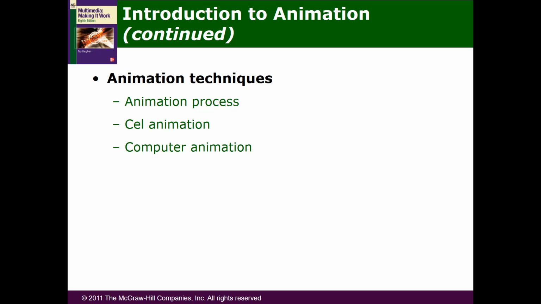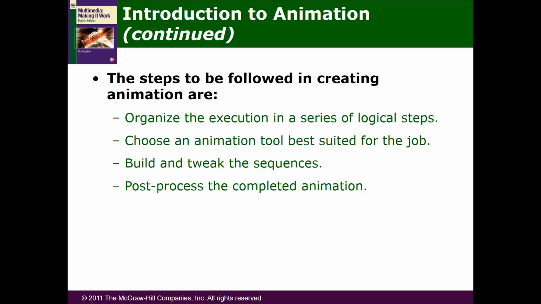You have cell animation and computer animation. Now, cell animation is the use of frames, and we also have some other forms of animation techniques whereby we are able to move from one frame to another. Computer animation is the way of creating animations with the use of computers. The steps to be followed in creating animation are: organize the execution in a series of logical steps, choose an animation tool best suited for the job, build and tweak the sequence, and post-process the completed animation.